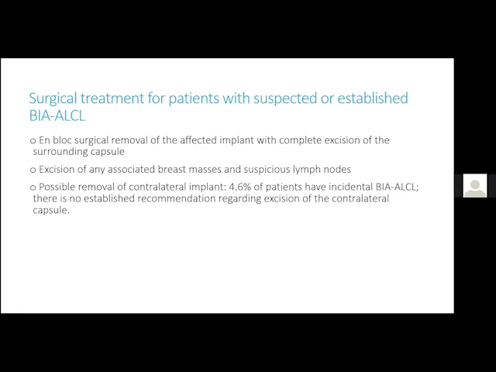The surgical management for patients with suspected or established BIA-ALCL is en bloc surgical removal of the affected implant, excision of the entire surrounding capsule, and removal of any breast masses or suspicious lymph nodes that might be involved. The removal of the contralateral implant is a bit more controversial. I think in our experience here, the plastic surgeons will remove them bilaterally.